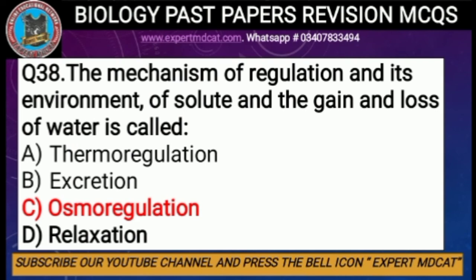Question number 38 is, the mechanism of regulation of solutes and the gain and loss of water in its environment is called. The correct option is C, that is osmoregulation, and it is a simple definition of osmoregulation. The maintenance of body temperature is thermoregulation, while removal of metabolic waste is excretion, and osmoregulation is the maintenance of the amount of water and salt in body fluids. So the correct option is C.